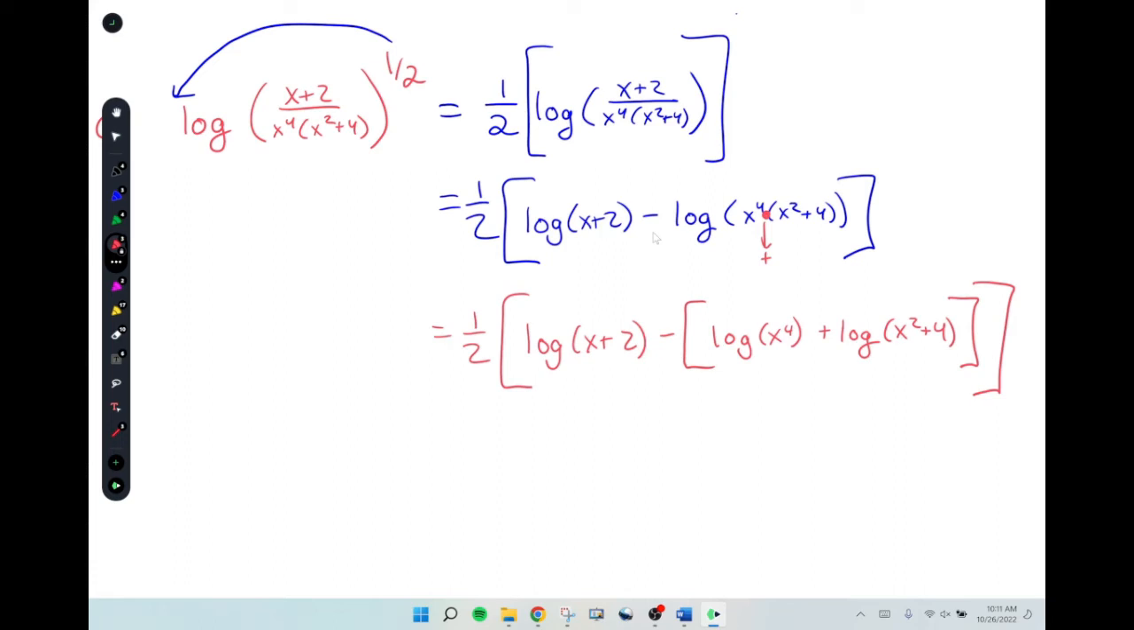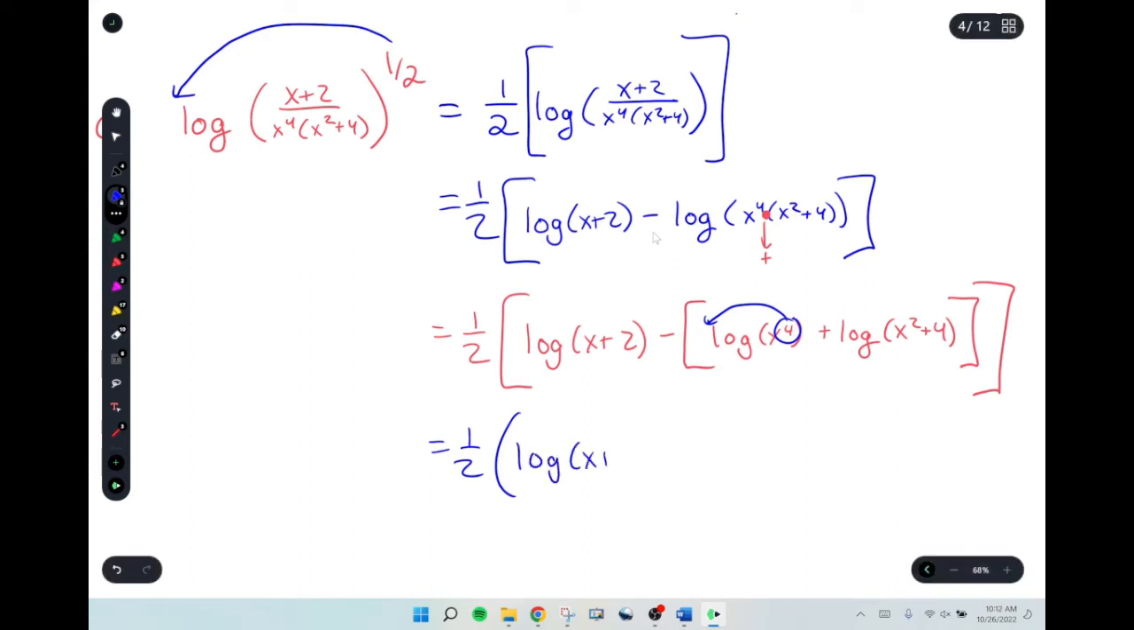I actually see one more. I didn't see it before. I know I said one more a second ago, but I didn't see it at first. What'd you say, the 4? Where can that 4 go? To the front? So we get 1/2, big old parentheses. I'm going to switch to parentheses instead of brackets. They're the same thing. Log of x plus 2. I'm going to go ahead and distribute. You okay with this? Minus 4 log x minus log of x squared plus 4.